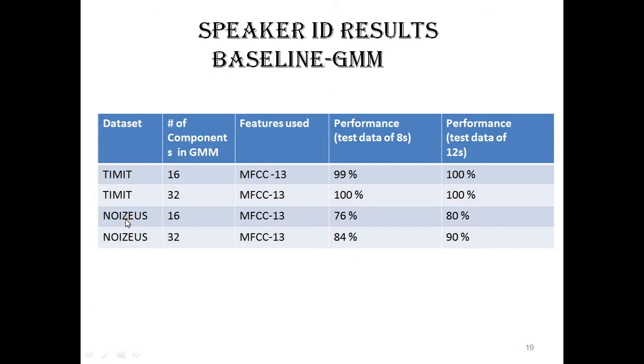Now when we go to the noisy database, we see a slight degradation in the performance, as we see here, that with 16 components in the model, we obtain around 76 to 80% in identification accuracy, and with 32 components, we see a slight increase from 76 to around 84, and from 80 to around 90. So the accuracy is around 85 to 87% on average.